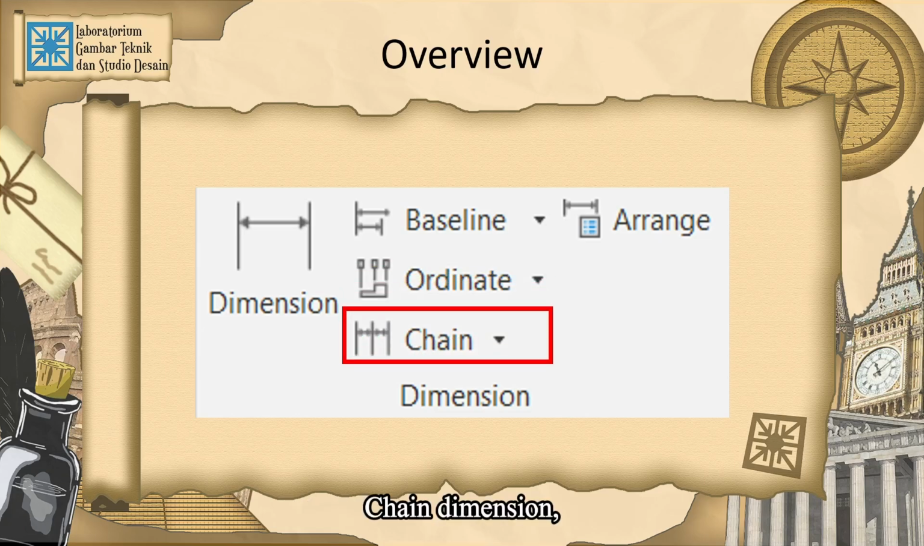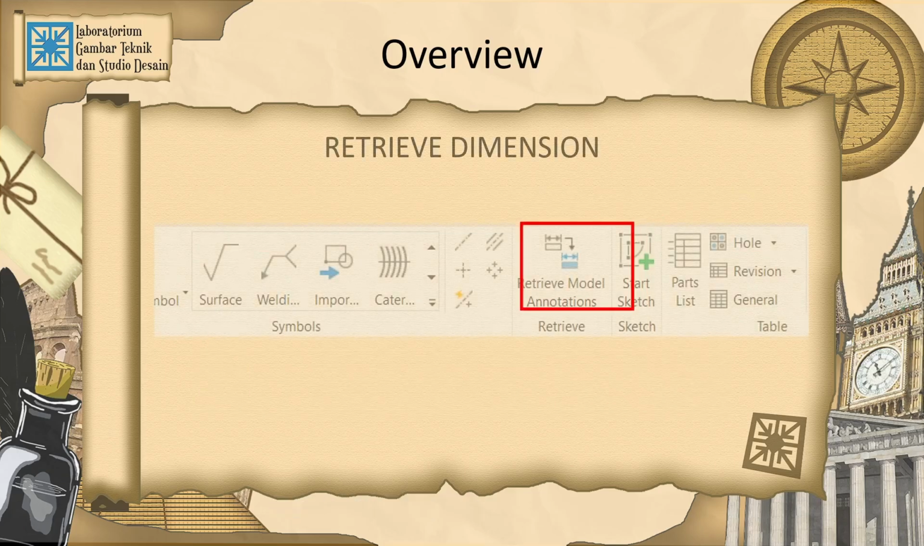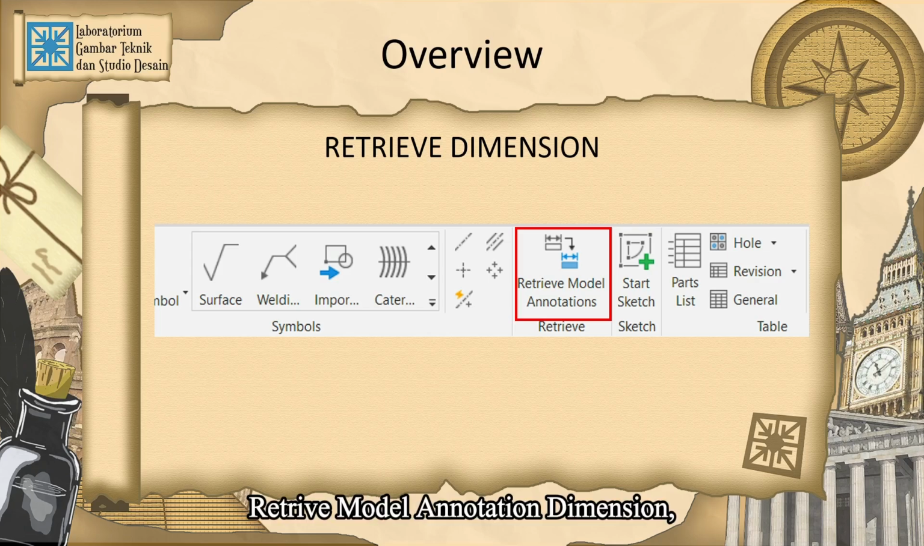Chain dimension. This feature automatically determines the dimensions between a number of selected points, displayed side by side or arranged at the same level or parallel. Arrange dimensions. This feature is used to arrange existing irregular dimensions into a baseline dimension format. The next is retrieve model annotations dimensions. This feature automatically displays the dimensions and tolerance on an object.